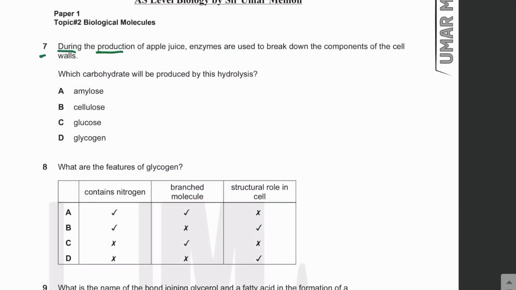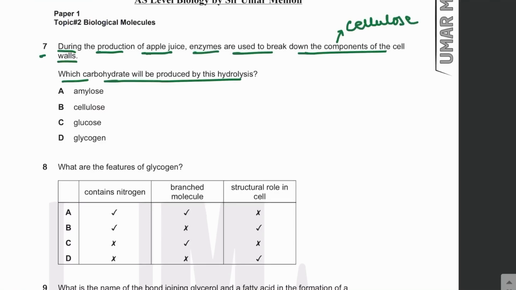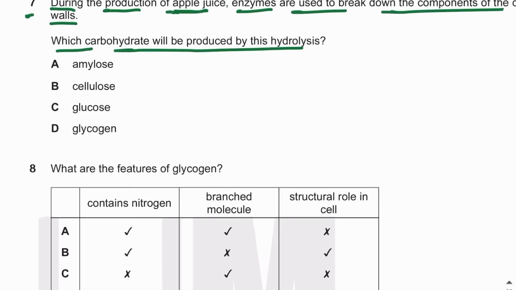During the production of apple juice, enzymes are used to break down the components of the cell walls. Which carbohydrate will be produced by this hydrolysis? So guys, the component of the cell wall is cellulose, because they are talking about the apple juice, and apple belongs to the plant, right? So apple contains the plant cells which have cellulose in the cell wall. So enzymes are breaking down the cellulose, and when the cellulose is hydrolyzed, glucose is made. So the answer is C.